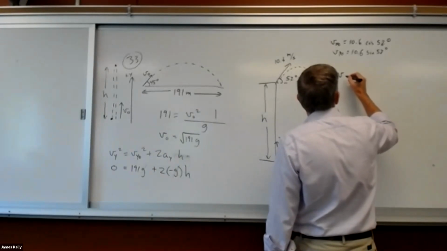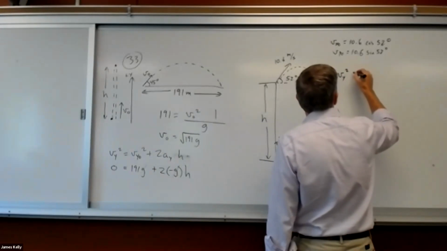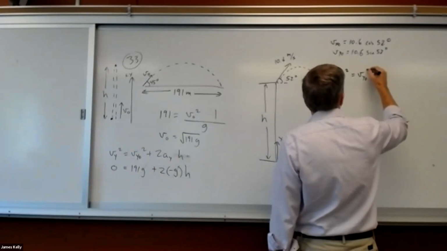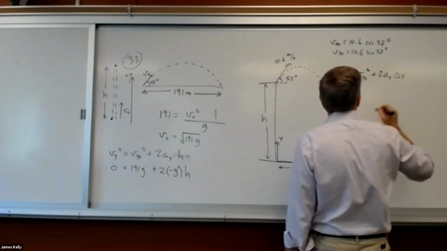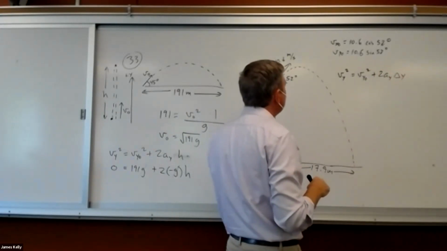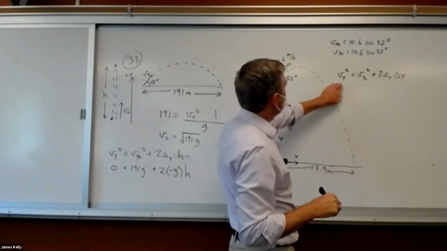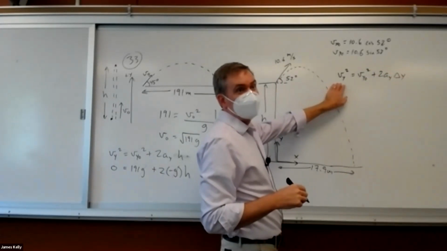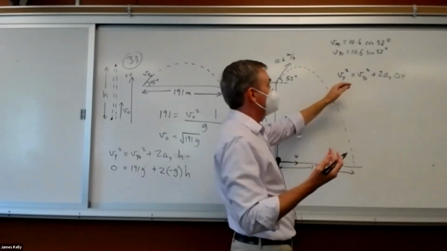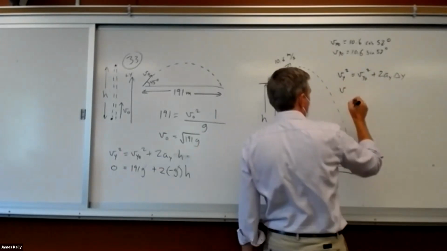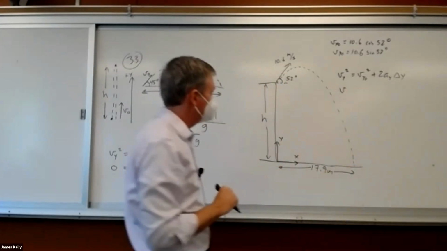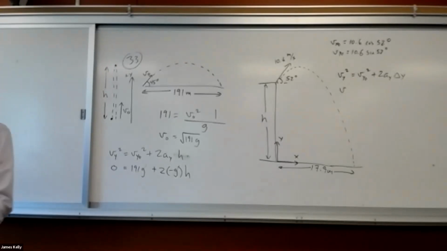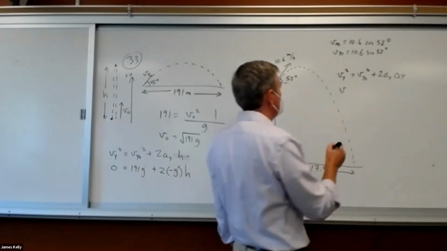Vy final squared equals Vy initial squared plus 2ay times delta y. Let's plug into it. I don't know Vy final, and I don't want to know it, but I just have to leave it in there as a symbol right now. In other words, how fast is it traveling in the vertical direction right before it hits the ground? I don't have any information right away, but maybe we'll be able to figure it out from something else.